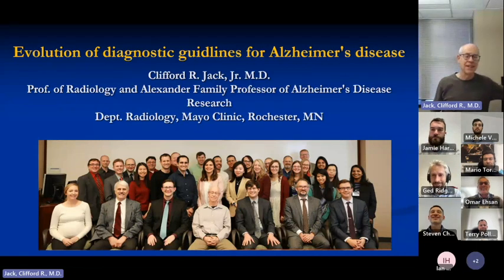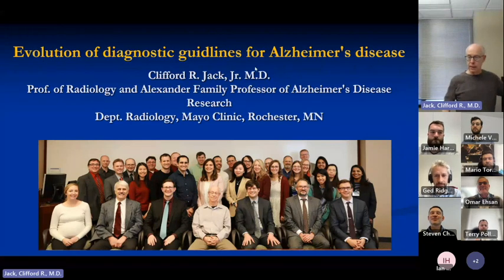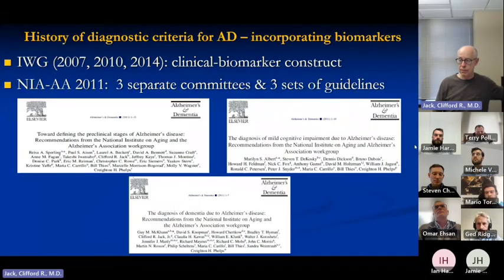So, anyway, this is what I'll talk about: evolution of diagnostic guidelines for Alzheimer's disease, what's going on in someone's brain. Now, what does this have to do with diagnostic guidelines?